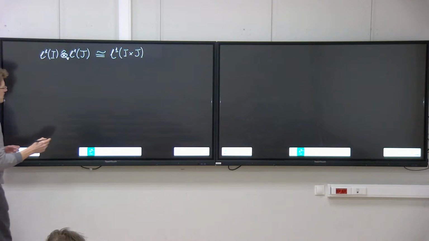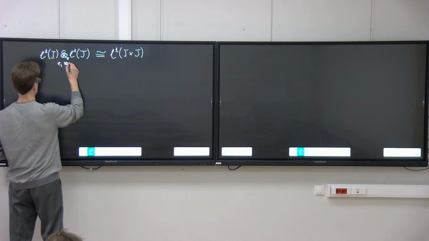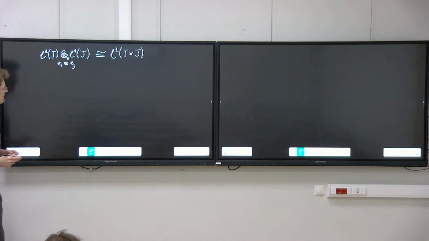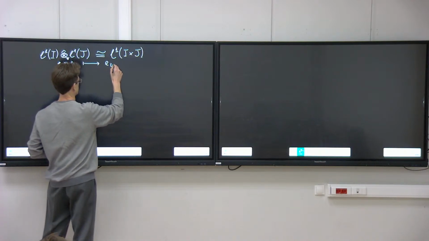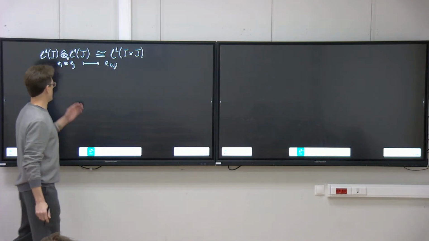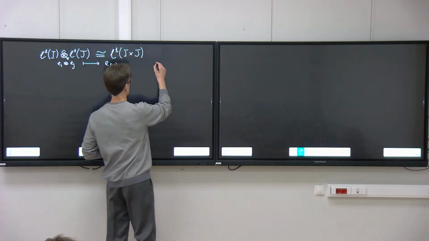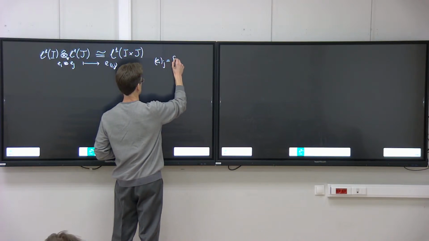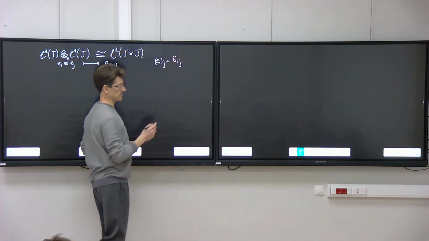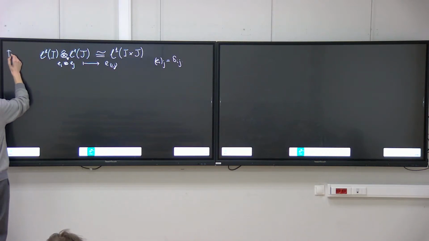And this isomorphism is uniquely determined by the following rule. It takes each elementary tensor of the following form, e_i tensor e_j, to e_(i,j), where e_i is roughly a sequence whose i-th element is 1 and it is 0 elsewhere. So formally it's given by the following formula: the j-th component of e_i is just the Kronecker delta. So let's call it proposition 1.